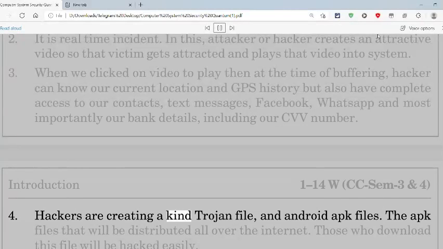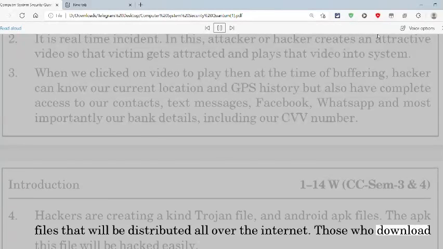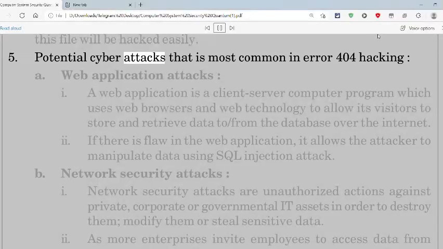4. Hackers are creating a kind of Trojan file and Android APK files. The APK files will be distributed all over the internet. Those who download this file will be hacked easily. 5. Potential cyber attacks that are most common in Error 404 hacking.